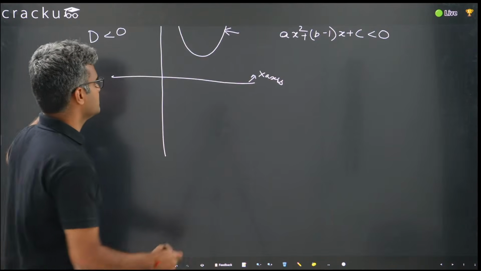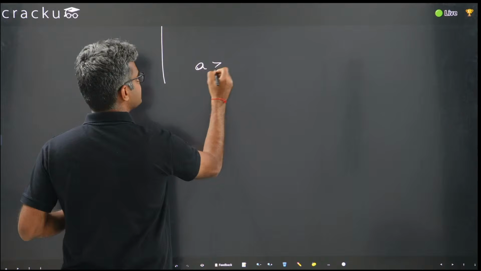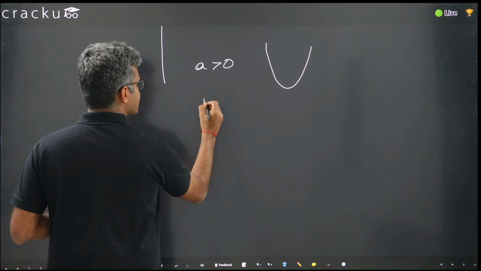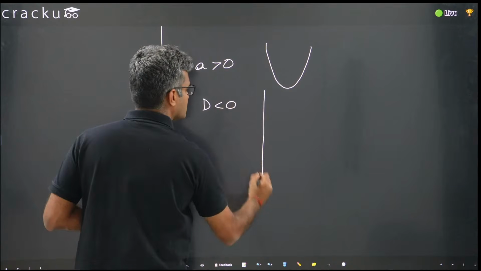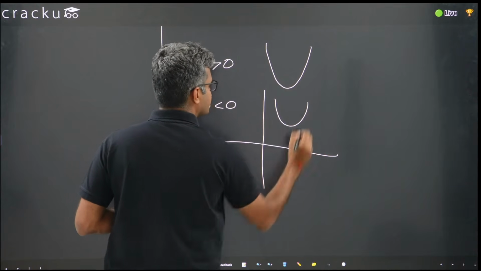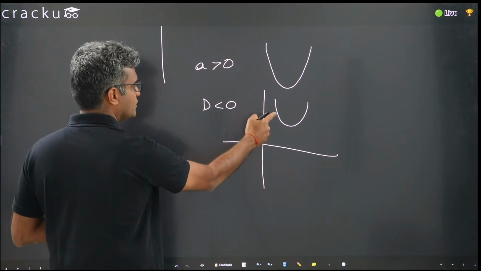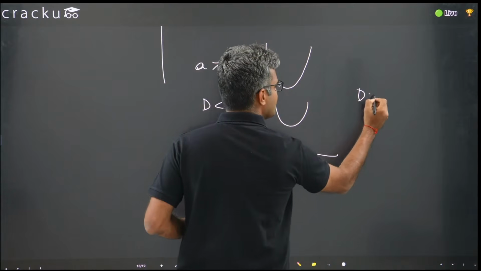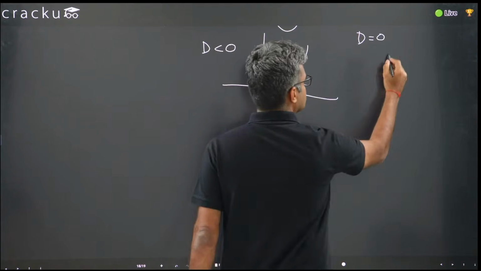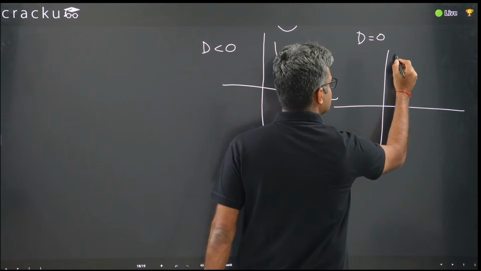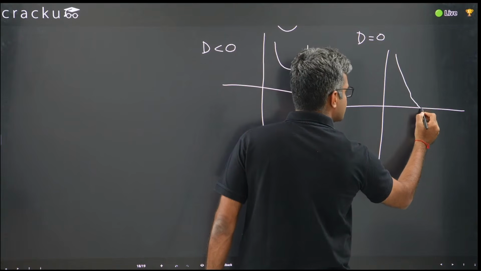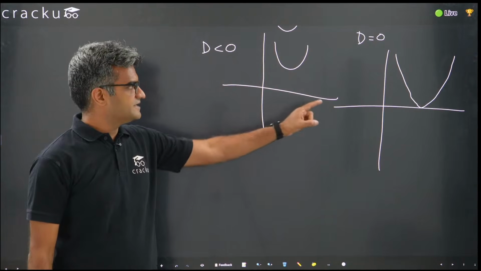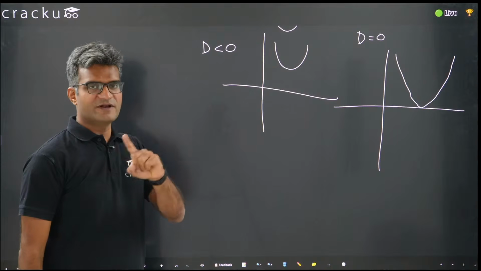How does that look? If a is greater than 0, the quadratic equation will be something like this. If discriminant is less than 0, this is how the quadratic equation will look. The x-axis will be below it, the quadratic equation will be above it. If discriminant is equal to 0, this is the y-axis, this is the x-axis, the quadratic equation will just about touch the x-axis and go up. It will have exactly one root. At that point, it will touch the x-axis at only one point.